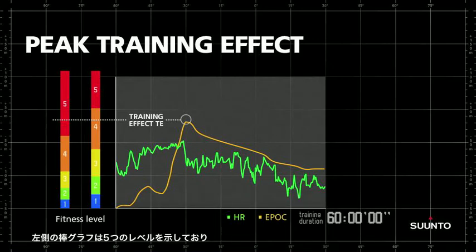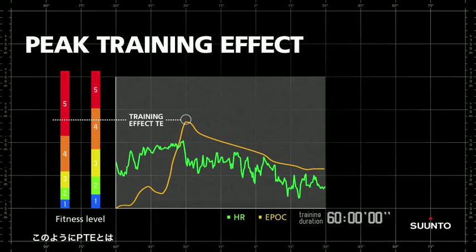As you can see from the two bars on the left side of the graph, the same training session has different impacts on peak performance depending on your fitness level. For the fitter person, represented by the right bar, the session has a training effect of 4, while for the less fit person, represented by the left bar, the same session has an overreaching effect of 5.